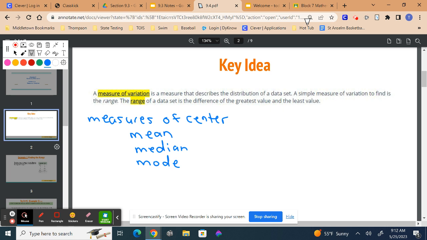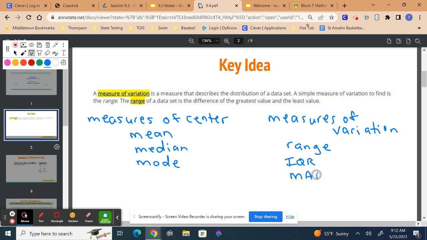What you're learning today is measures of variation. Your three measures of variation are range, which I believe some of you already know, IQR, which you're also going to learn today, and IQR is interquartile range. Tomorrow we're going to learn about MAD, which is mean absolute deviation. So today we're going to learn about range and IQR.